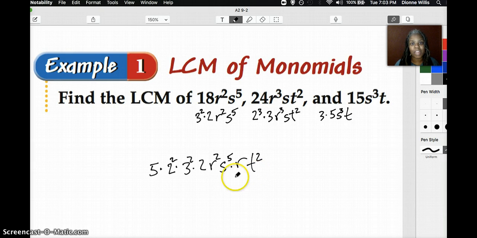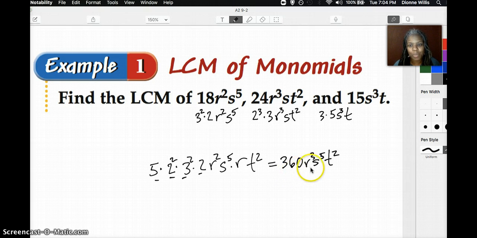So now I'm going to multiply this out and see what is my least common multiple for these three terms. So we end up with 360 when I multiply all the numbers together, and then I just collect my variables and I have r to the third, s to the fifth, and t to the second. All right, let's go ahead and try another example.